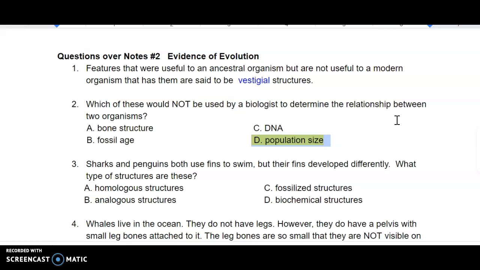Number 3, sharks and penguins both have fins to swim, but their fins developed differently. What type of structures are these? Okay, here we have similar function, but they do not look the same. Those are the ones that are analogous. They're analogous to one another, serve the same purpose, but they do not look alike. So that would be analogous structures.